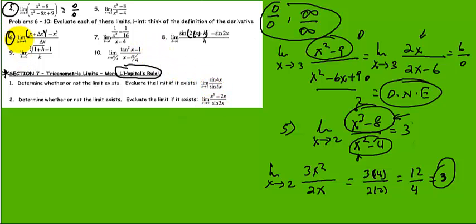Right, so let's do these two problems. Now this has nothing to do with L'Hopital's rule, but you can use L'Hopital's rule. Okay, so let me clear this out.